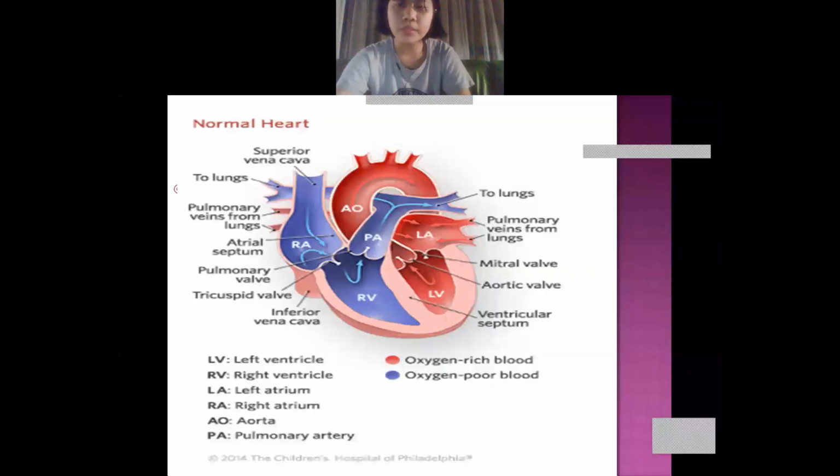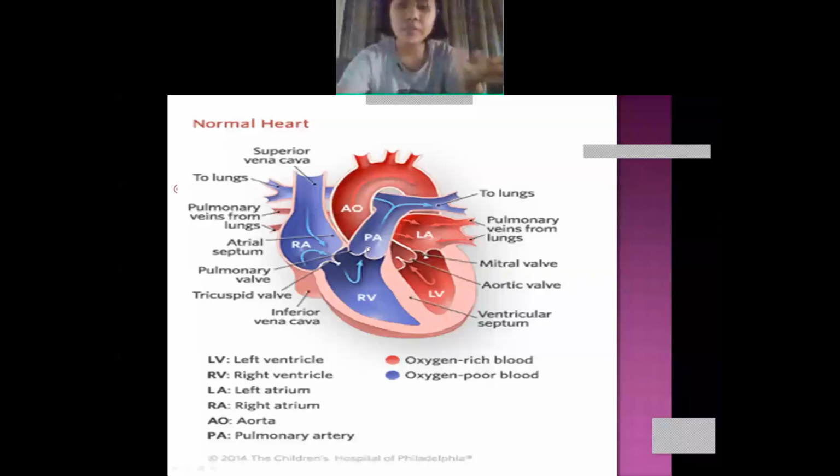So valves are like what? They are like a door. Suppose the valve is like this. If the blood is going to pass, it will just open automatically like that. Understand? So the tricuspid valve will open, and as soon as it opens, the blood will enter the right ventricle.